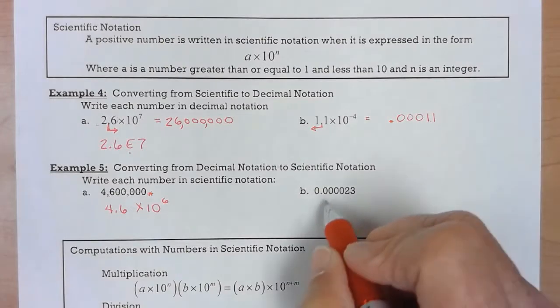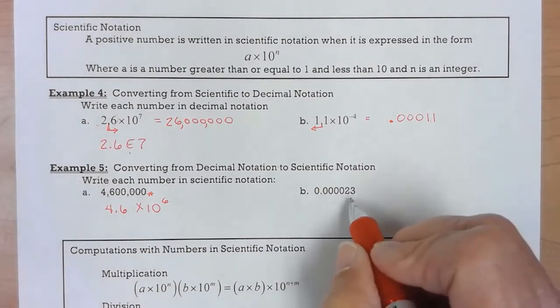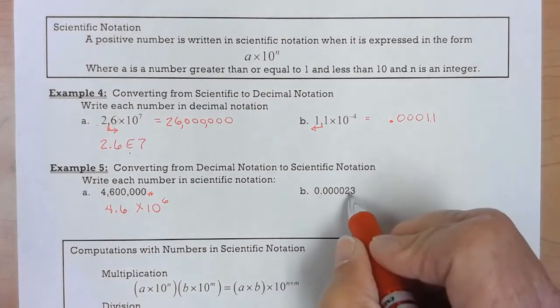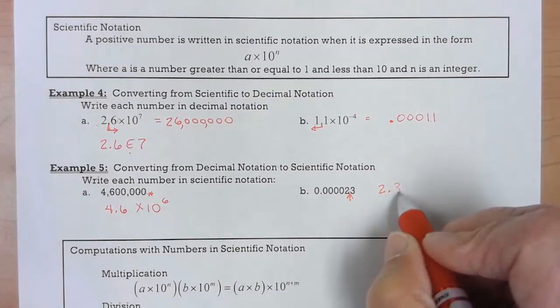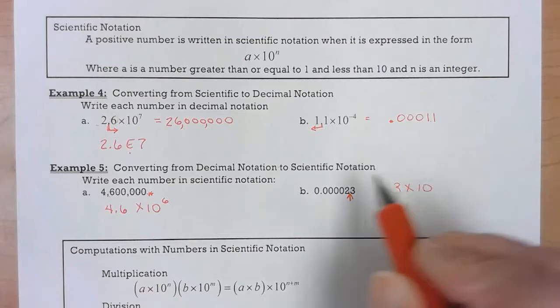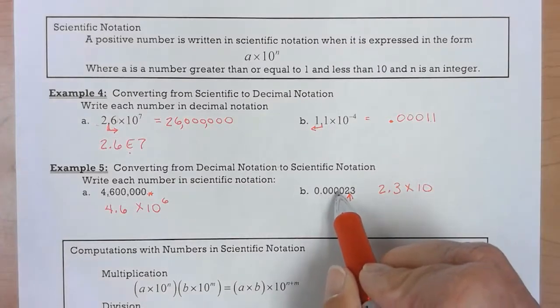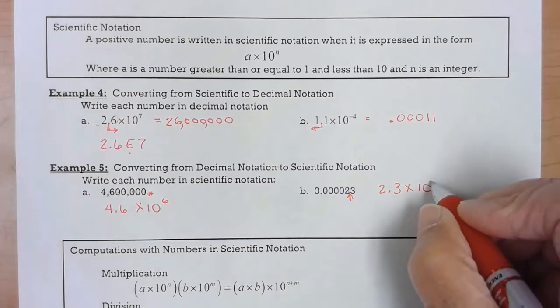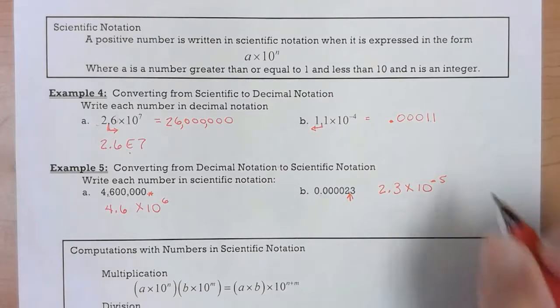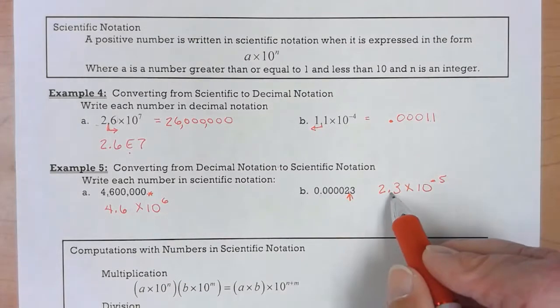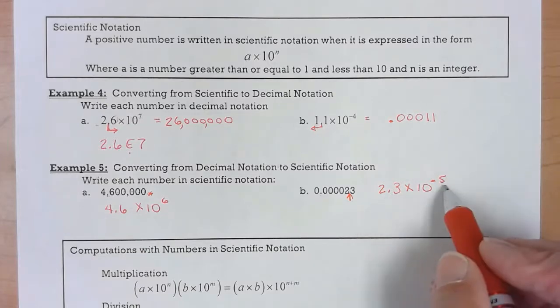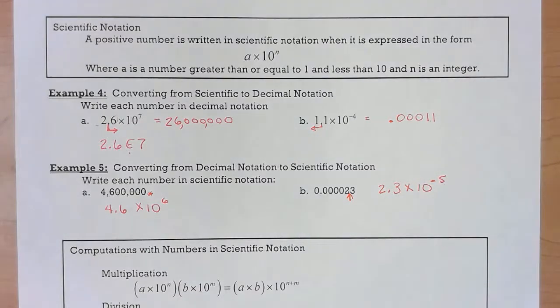Small decimal. This is going to be a negative exponent, but I've got to move that decimal from there to right here. So that would be 2.3 times 10, and I have to go 1, 2, 3, 4, 5 spaces. And if you rewrite this, that tells you the direction you have to move your decimal in scientific form and how many spaces you have to go.